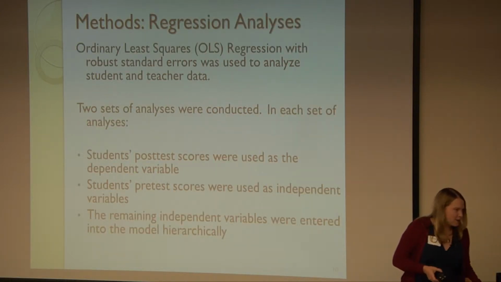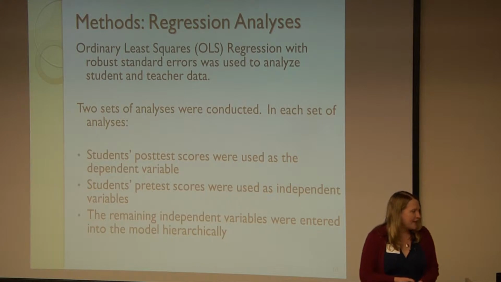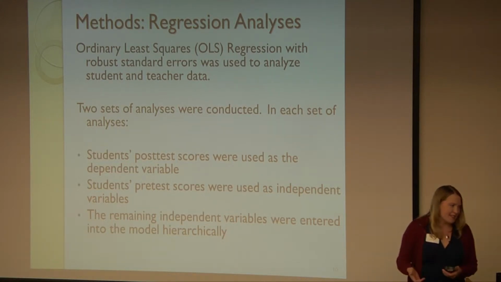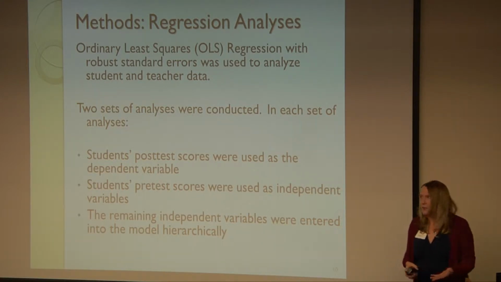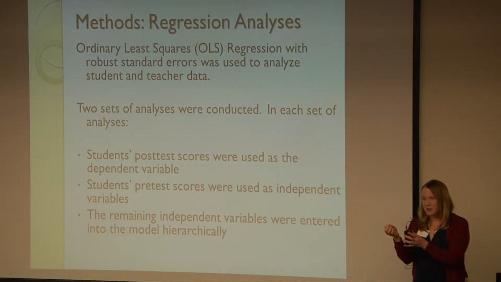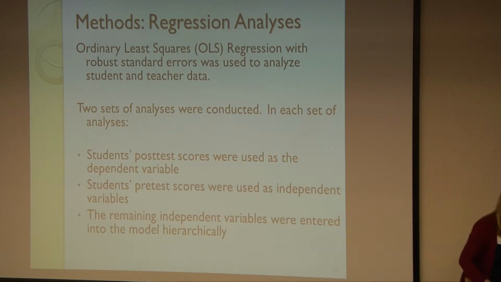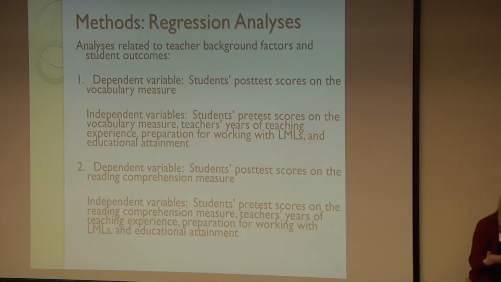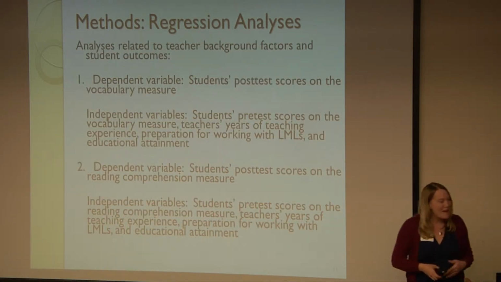We used ordinary least squares regression to analyze the student and teacher data. And so in each analysis that we did, students' post-test scores were used as a dependent variable, and pre-test scores were used as independent variables, and then we added in the remaining independent variables hierarchically so we could try to control for each variable and see how the individual variable looked with the other ones removed, or controlled for the other variables, if that makes sense. I'm not explaining that very well.